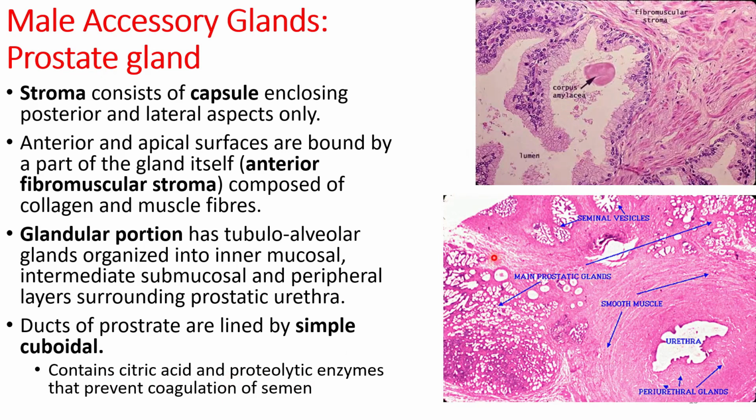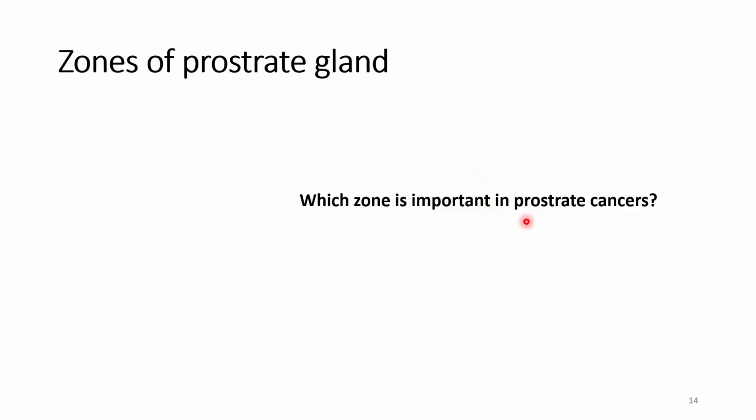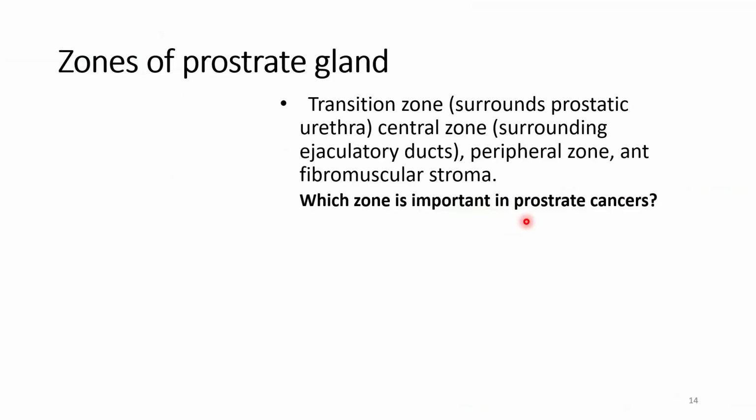So the layers will now be containing this urethra. Now the region surrounding it will be the peripheral part. Yes, so let's appreciate this. So what are the various zones of the prostate? Remember, histologically, we talked about the prostate gland containing the mucosal bit, submucosal, and peripheral. What about now the zones of the prostatic gland?